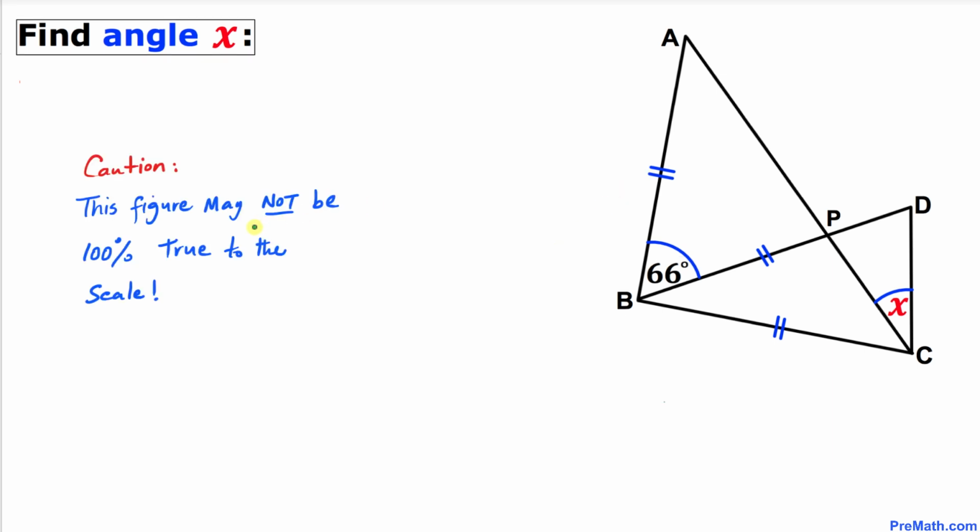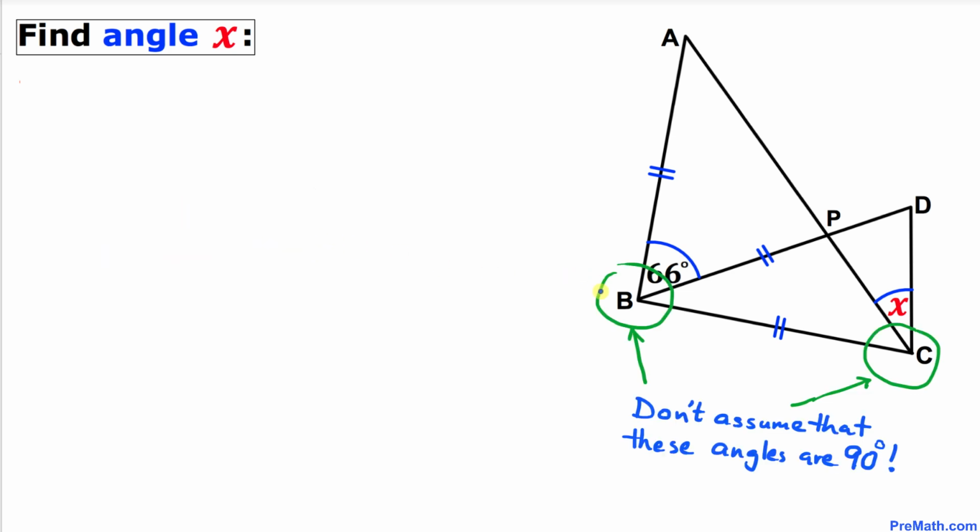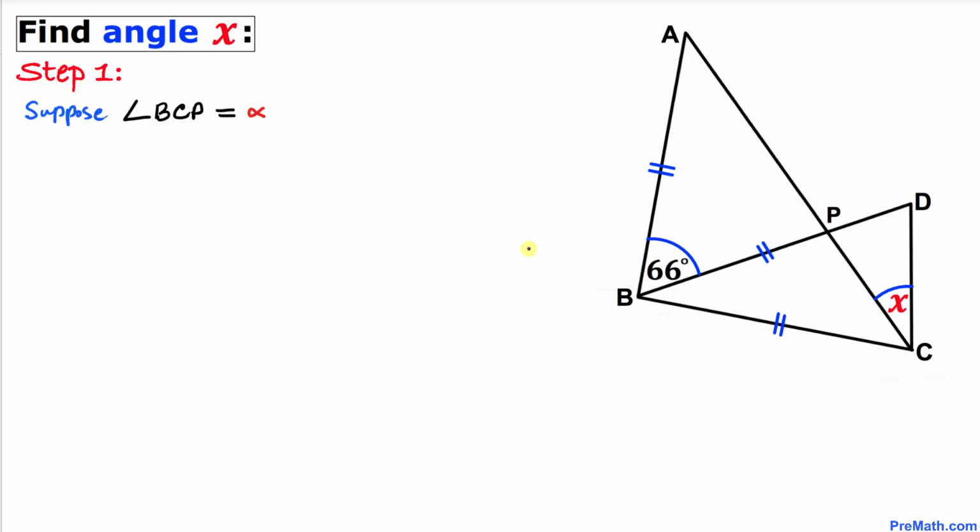Before we proceed, let me make it very clear that this figure may not be 100% true to scale. And one more thing, we do not assume that these two angles B and C are 90 degrees. And here's our very first step. Let's assume that this angle BCP, I am going to call this angle alpha. Then this angle BCD is going to be X plus alpha.